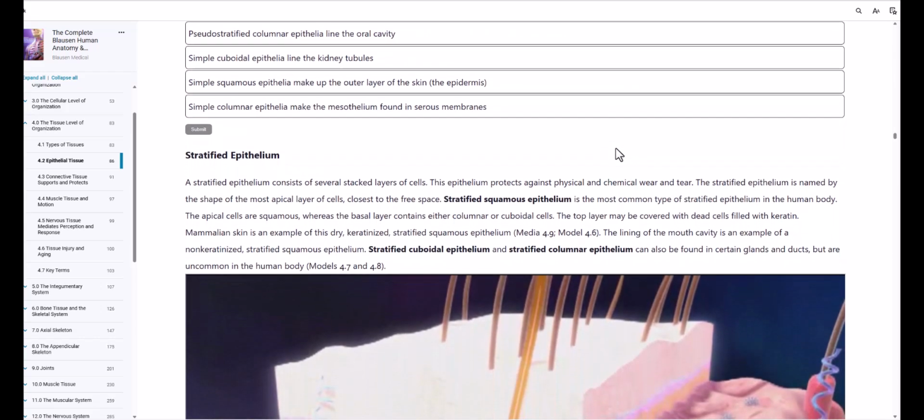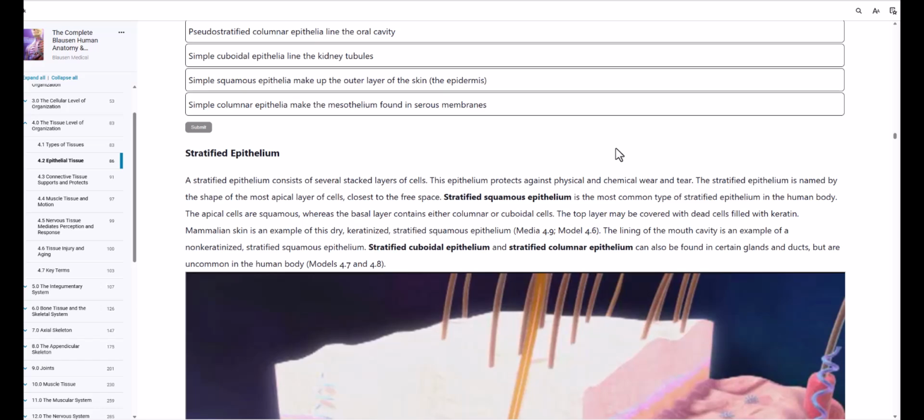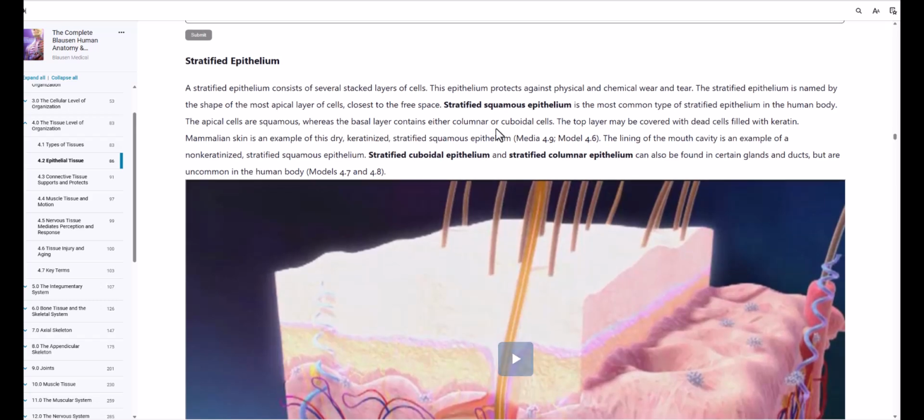So those are the simple epithelium. Now let's take a look at the stratified epithelium. There is stratified squamous epithelium. This tells us that it's many layers of cells that at the surface are flat. Now we'll see that there's two flavors of this. There's keratinized and non-keratinized. More about that in lab for sure. On the outside of your body, your epidermis is a dry, keratinized, stratified, squamous epithelium.